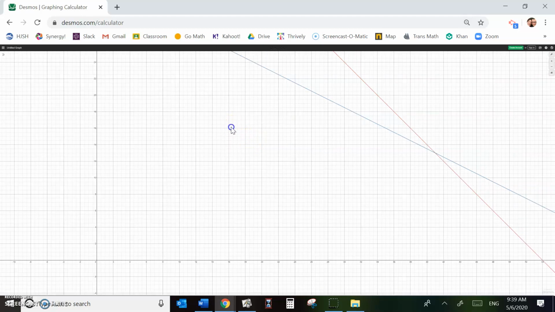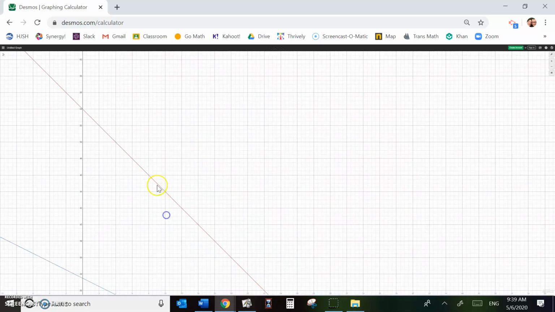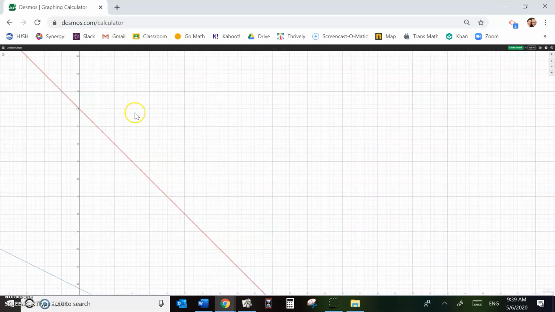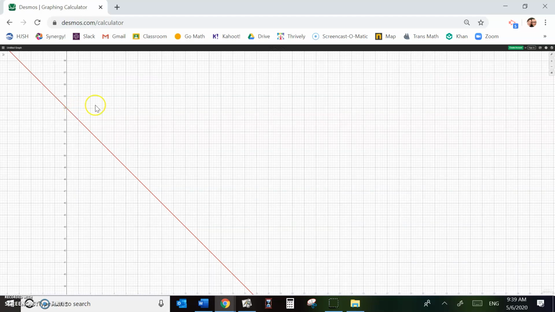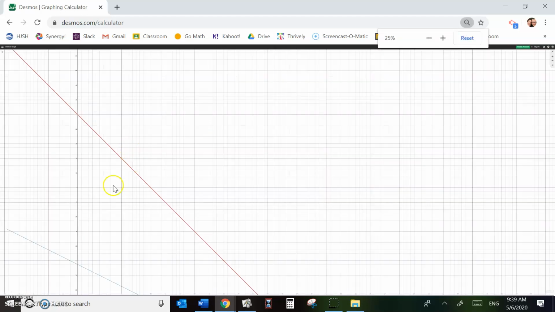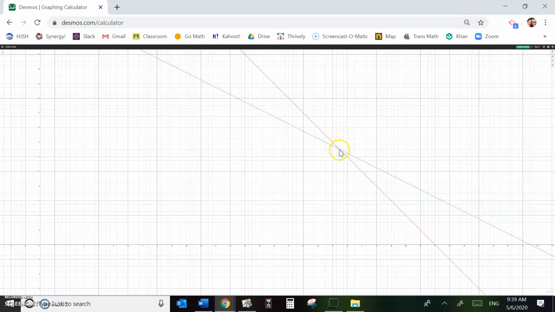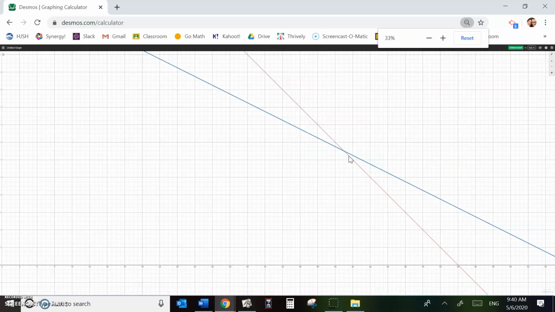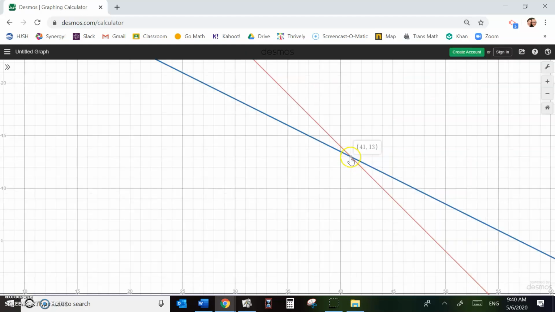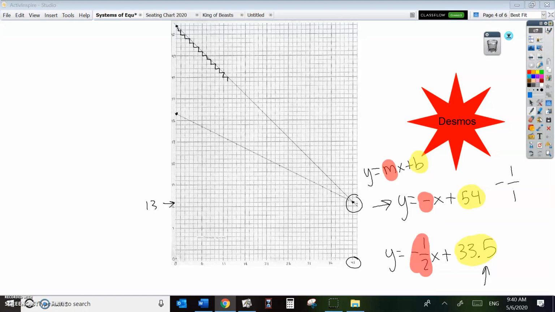Can you see how small it is though? If you had to do this on a regular piece of graph paper like I showed you, it's kind of tricky because 54 is a pretty large y-intercept. If you were just drawing this graph in your notebook, it would be very hard to do it accurately enough. So here is our point of intersection, and let me zoom in on it, it is 41, 13. Okay, let's take a look at the other two methods that we're going to check out today.